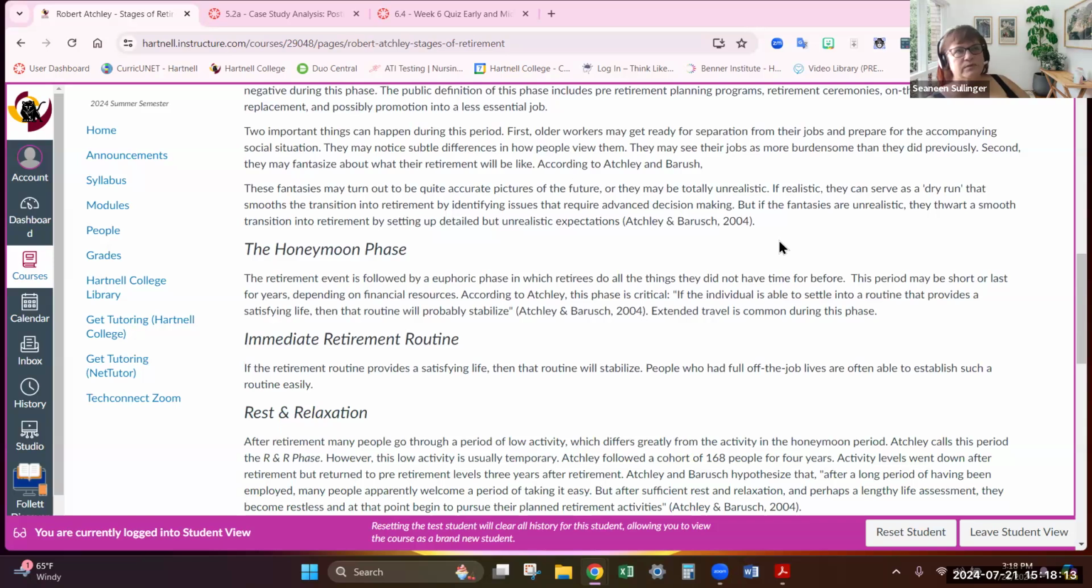And then after that, you're going to settle into a routine, and that routine will stabilize. People who had full off-the-job lives are able to establish such a routine easily, because they didn't just live to work. So apparently I'm going to have to struggle with that when I get to that age.